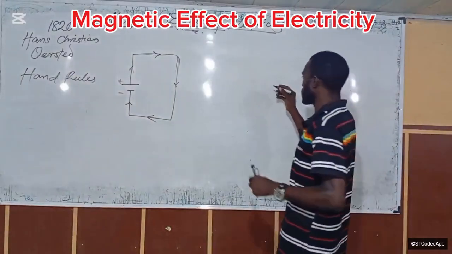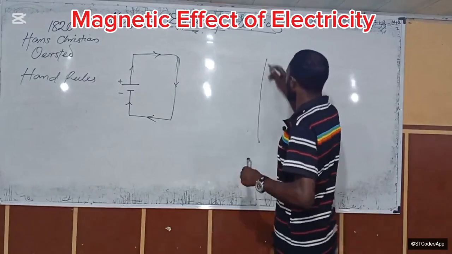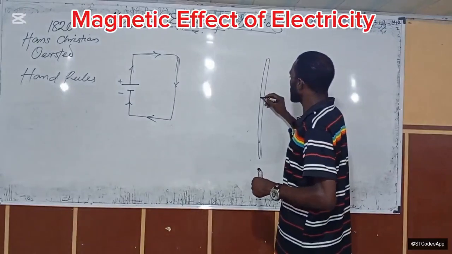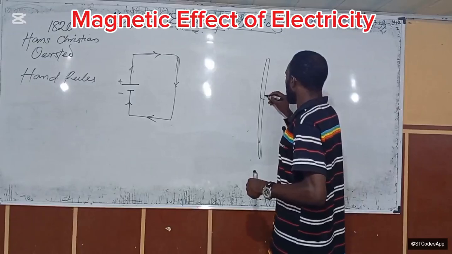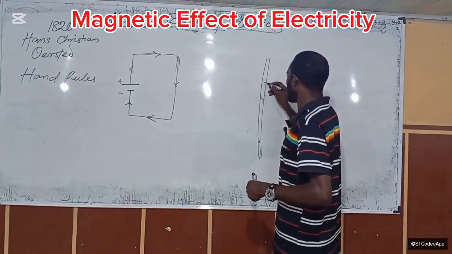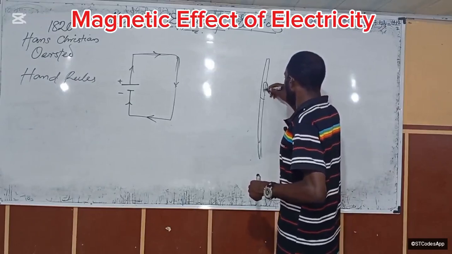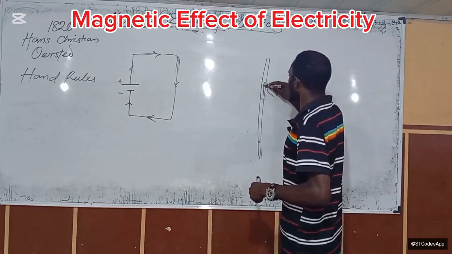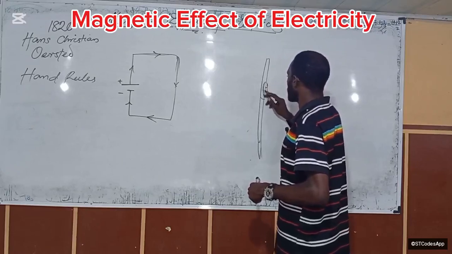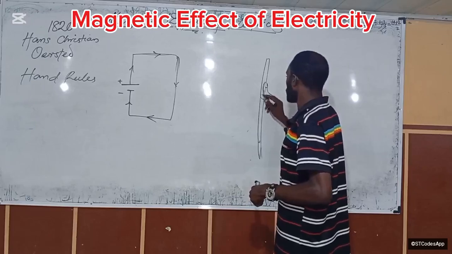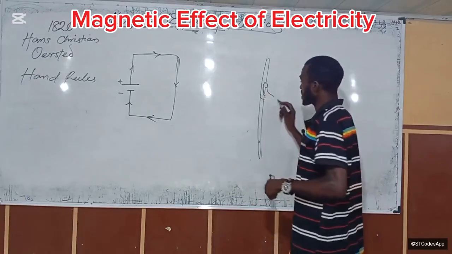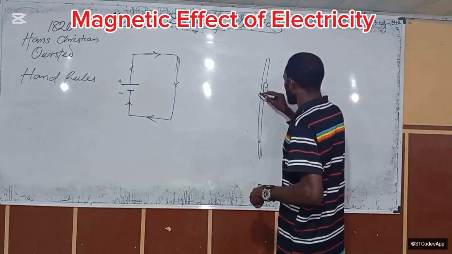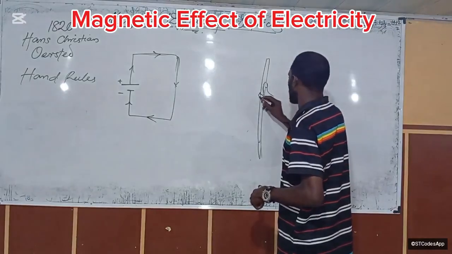So the first right hand rule goes like this. This is my current carrying conductor. If I wrap my hand around it, my thumb on it will represent the direction of the current. Do you understand now? My thumb on it will represent the direction of the current. How do you draw this?